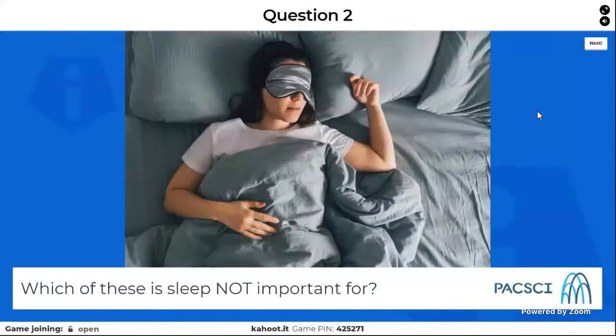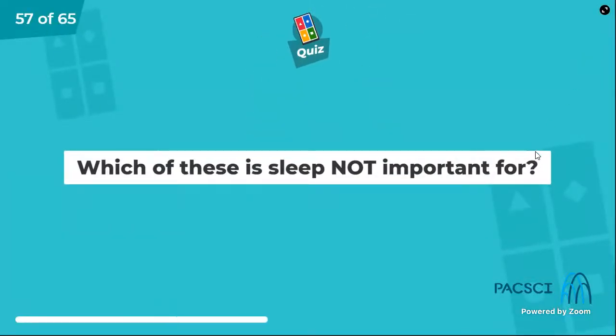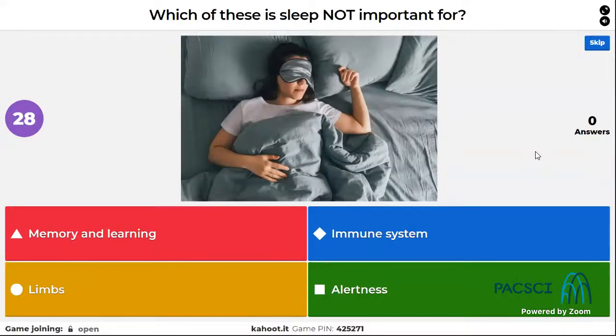All right, question number two. This is a question that actually comes to us from one of our science communication fellows, Dr. Angela Katsuyama. Thank you so much. Which of these is sleep not important for? Is sleep not important for our memory and learning, our immune system, our limbs, or our alertness?